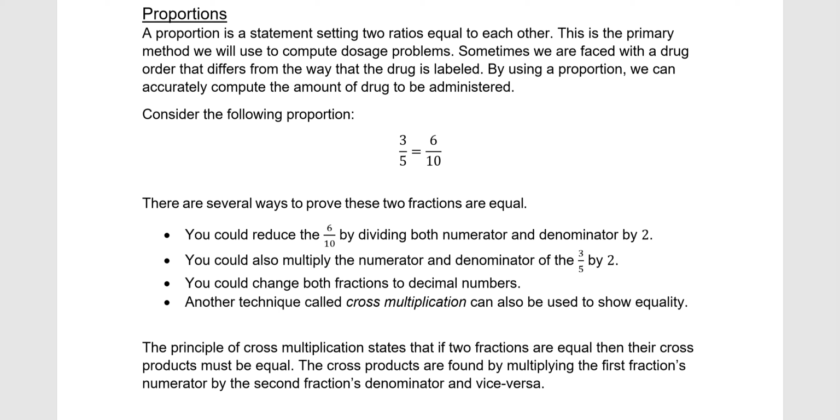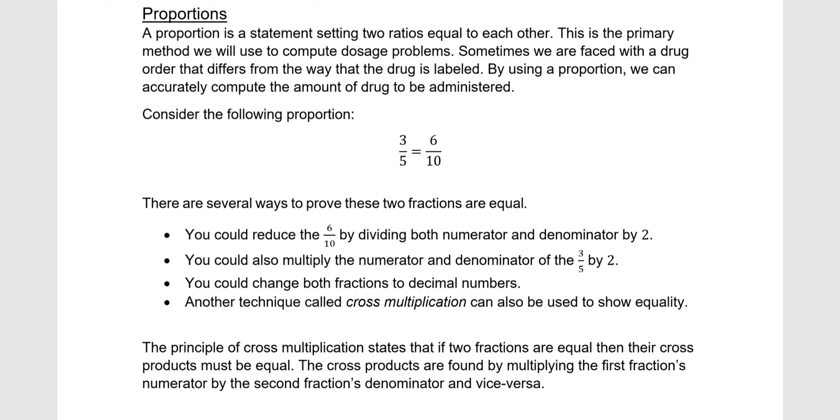So this brings us to proportions. A proportion is a statement setting two ratios equal to each other. So this concept is super important, setting up proportions. This is how we're going to be solving almost all of our dosage problems going forward after the section. Sometimes you're faced with a drug order that differs from the way that the drug is labeled, and you can figure out the correct amount of drug to be administered by setting up a proportion and solving for the variable, which we'll get into in a little bit.